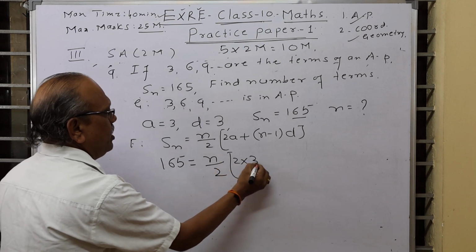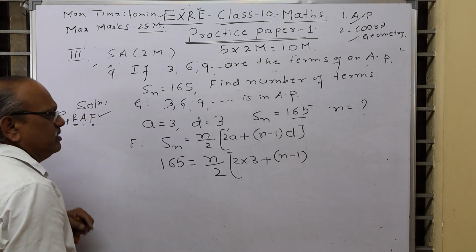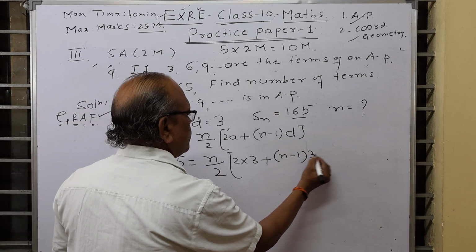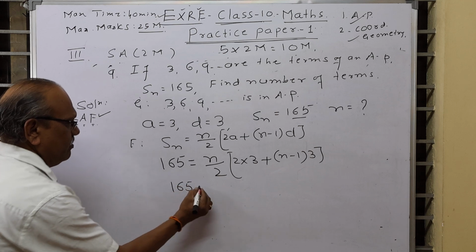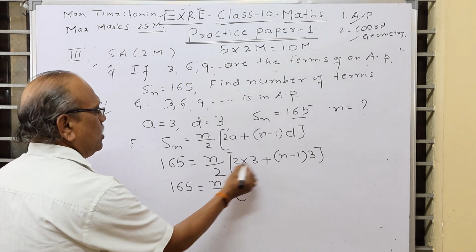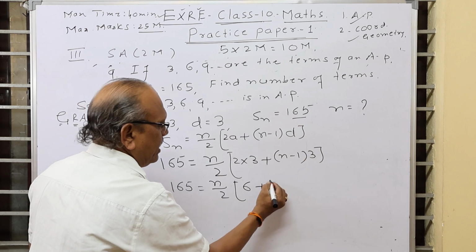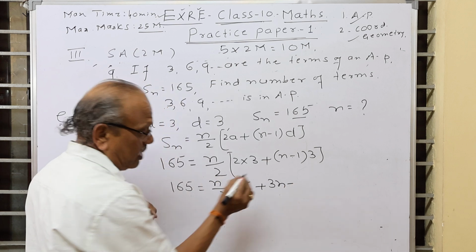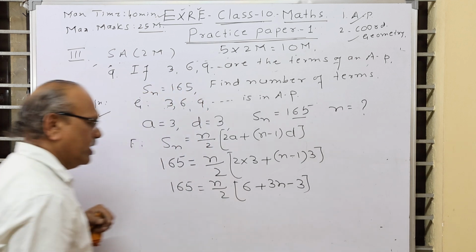Then a is 3 plus n minus 1 into, what is the common difference? The common difference is also 3. Now you simplify. 165 is equal to n by 2 into, what do you get here? 2 3s are 6 plus, remove this bracket, 3 into n is 3n, plus into minus is minus, be careful about sign, 3 1s are 3. Now what are you left with?